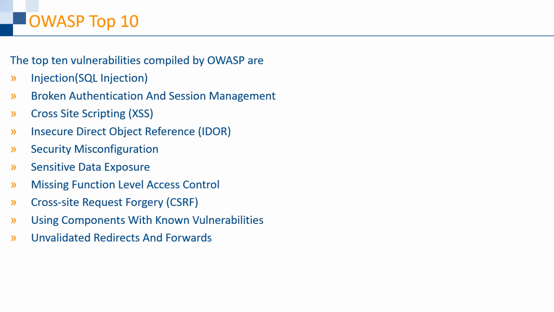Finally, the last one is unvalidated redirects and forwards. It is the tenth technique in the security project. Unvalidated redirects is a concept that involves host header injection attacks. What is host header injection? Later I'll explain that.